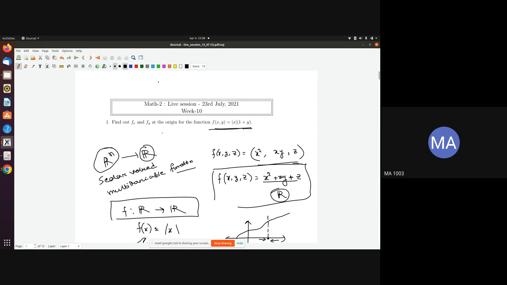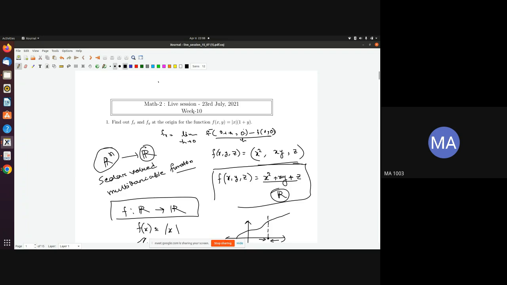So for fx in this case, you should go via definition: limit h tending to 0 of f(x plus h, y) minus f(x, y), divided by h. Now what is this function? At the origin I am talking about. So what is my point? x and y are 0 comma 0. So this is 0 plus h, and this is 0 comma 0.